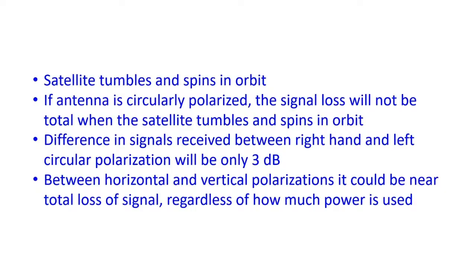Cross-polarization means polarization of the transmitting antenna and receiving antenna are at right angles to each other, producing great signal loss, near to total in ideal conditions. If your antenna is circularly polarized, the signal loss will not be total when the satellite tumbles and spins in orbit. Difference in signals received between right and left hand circular polarization will be only 3 dB, unlike that between horizontal and vertical polarizations, which could be near total loss of signal regardless of how much power is used.